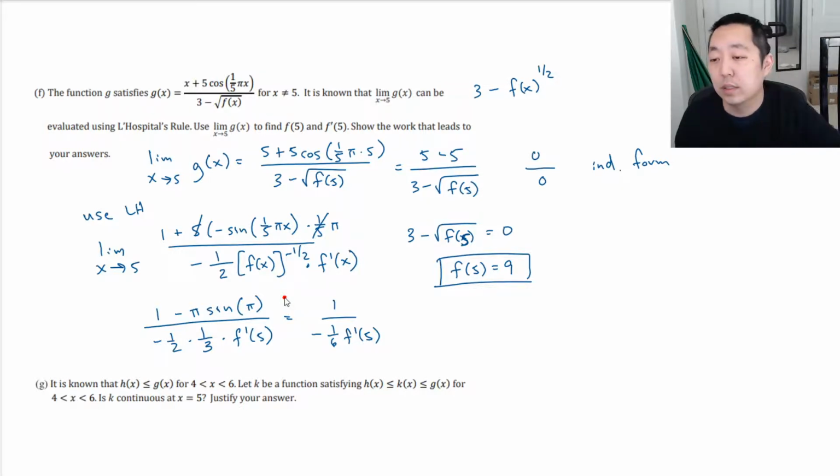I was thinking I'd take the derivative of this thing. But you see, this is not the derivative of g of x. This is the derivative of the numerator divided by the derivative of the denominator. And that isn't the same. Let me think about this one. What else did they tell us?